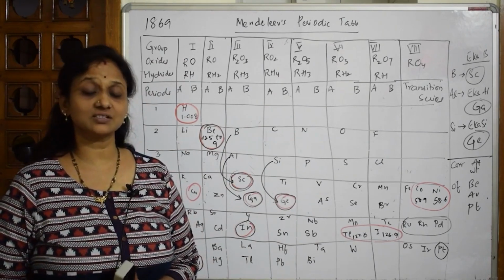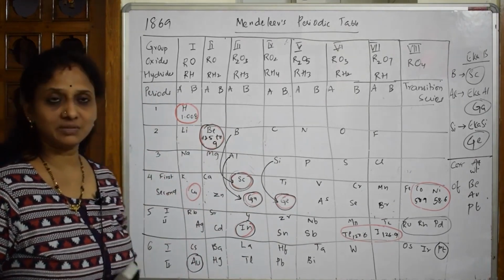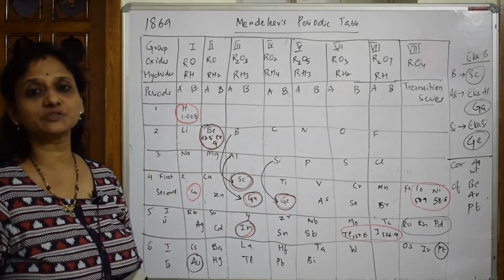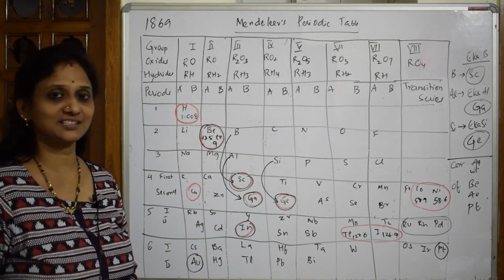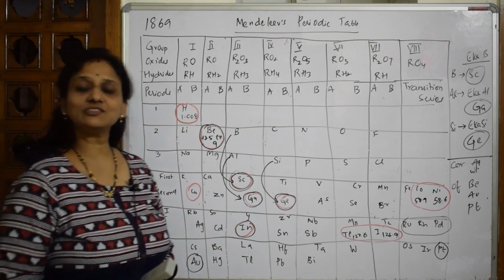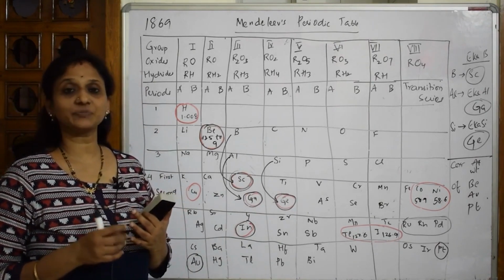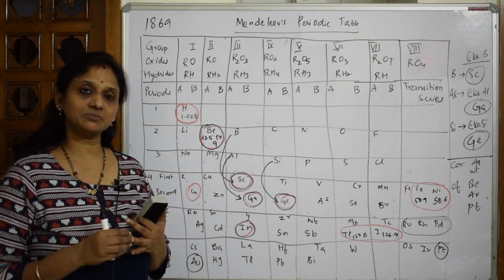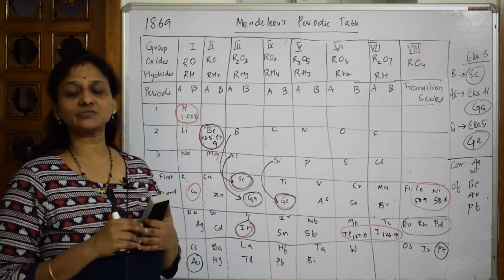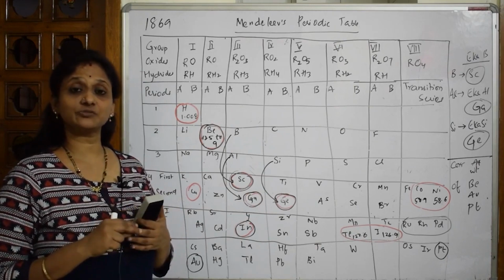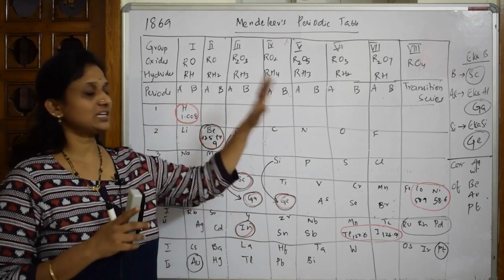Moseley then came into the picture and he gave us a different law, that is the periodic law. Mendeleev also wrote a book called Principles of Chemistry, very interesting. Go through Wikipedia, you'll have a clear understanding about that. So this is your Mendeleev's periodic table. Once again, students, write the year 1869, write the discoverer's name, that is Dmitri Mendeleev, write the definition, that is the properties of the elements are the periodic function of their atomic weights or atomic masses. After that, start explaining what he has taken.